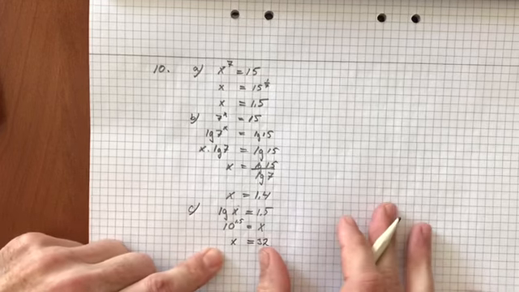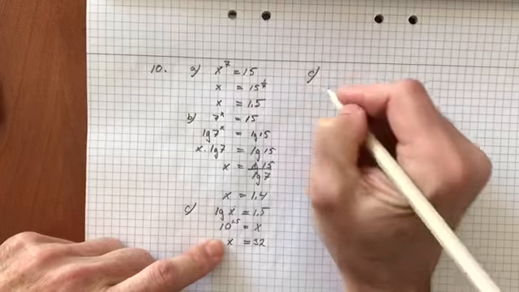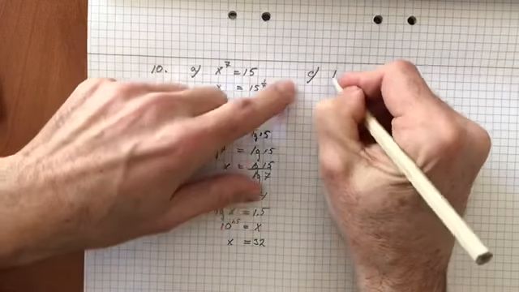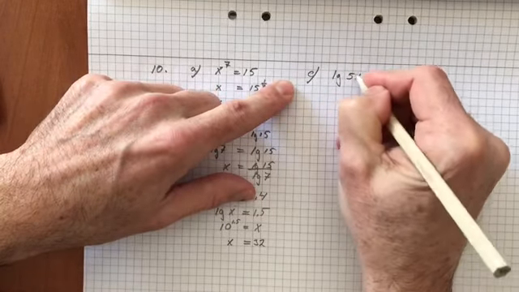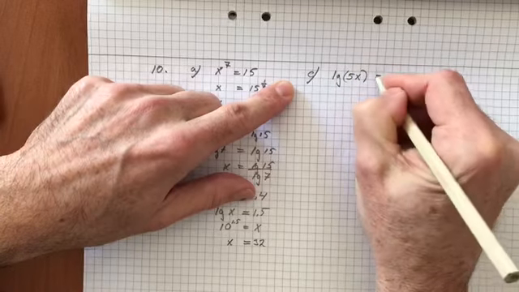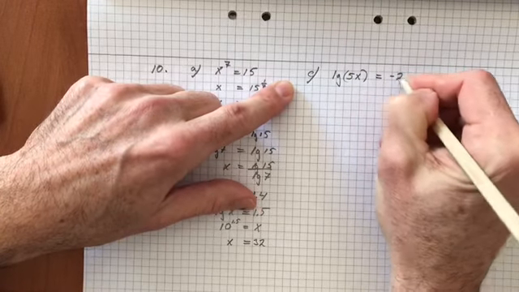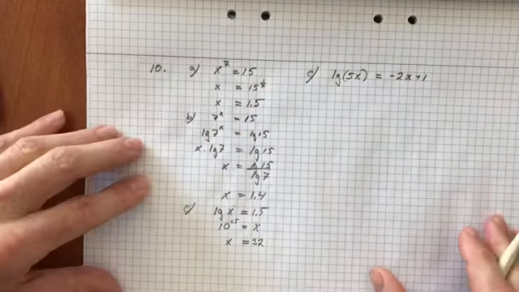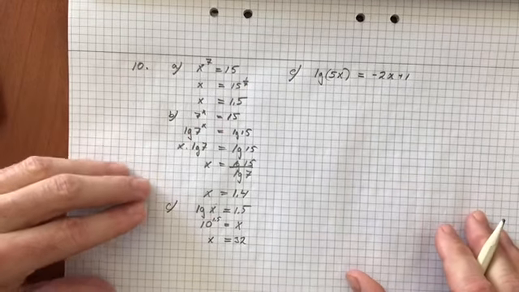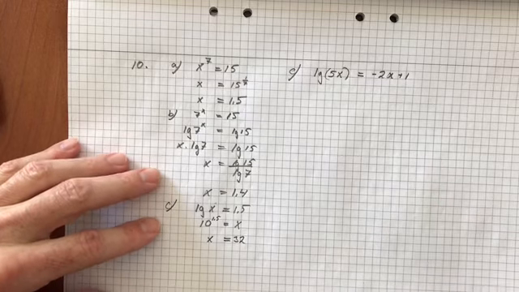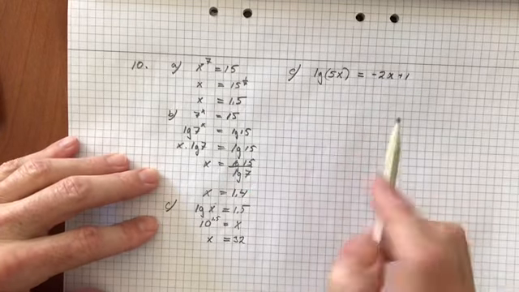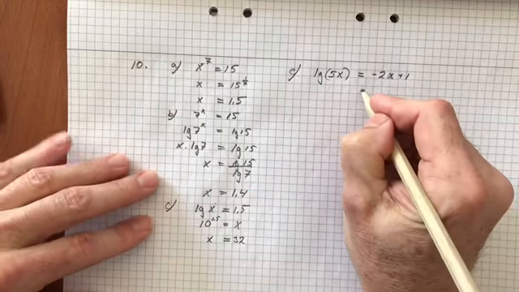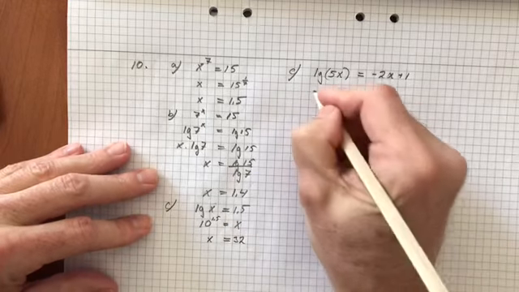And the last one, C. It says log 5x is equal to minus 2x plus 1. Now, this is tricky for you. So let's first try to use algebra, see if we're getting somewhere. So I do like this.